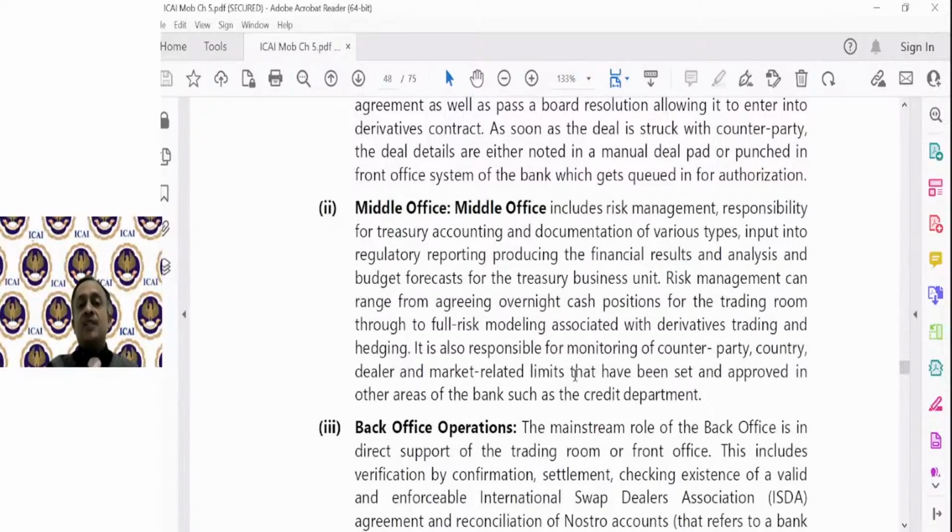Risk management can range from agreeing overnight cash positions for the trading room through full risk modeling associated with, say, derivative trading and hedging. Now, what the middle office is doing, just keep the first word with you, that is, core is risk management. The middle office looks at the whole portfolio of investment made by the banker, the risk it has, and how it is managing it, linking it to the present market situation. So it's basically analysis, okay, how things are going.